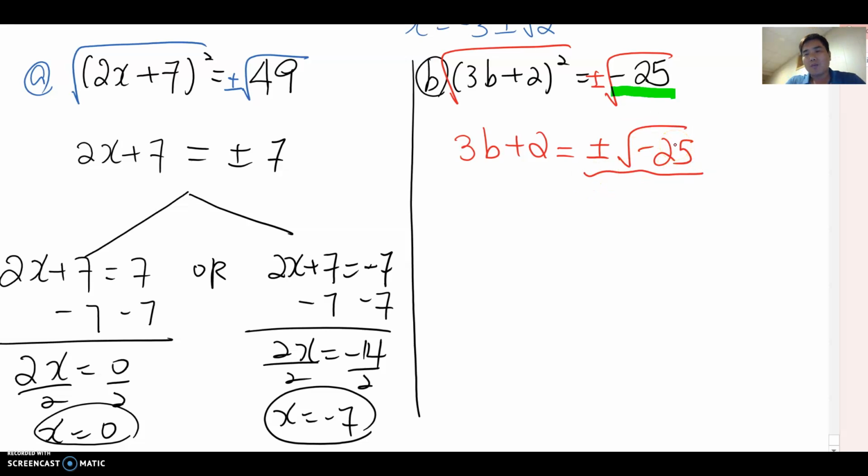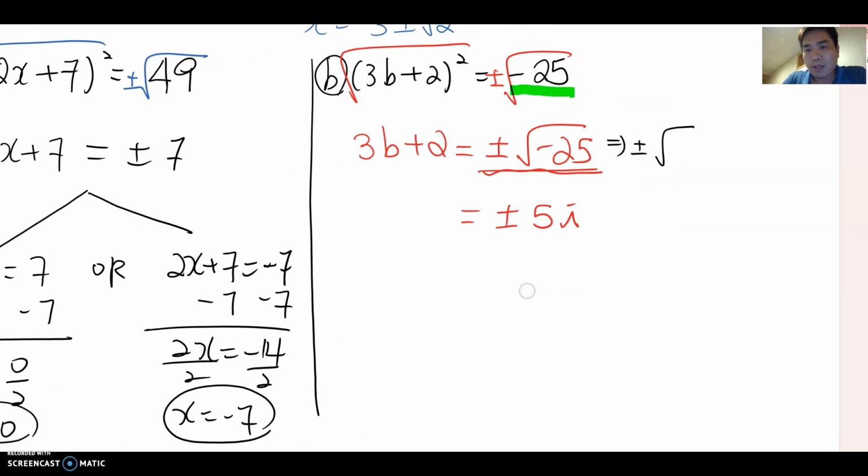Last time we talked about how the square root of any negative value is going to be an imaginary number. Now you can rewrite this as plus and minus 5i. The reason is you can rewrite it as plus and minus root 25 times root negative 1, and we define this as i, right? This is i. Therefore, this becomes plus and minus 5i here.